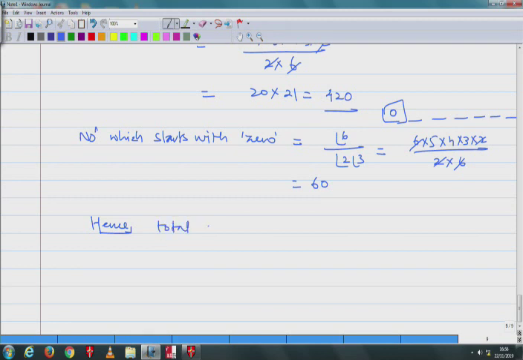So yes, the required number of such numbers will be 60, and the total such numbers will be 420 minus 60, that is 360, the correct answer. Did you get it? This is the easiest way. Otherwise, there are so many things you can do with this. Yes or no?